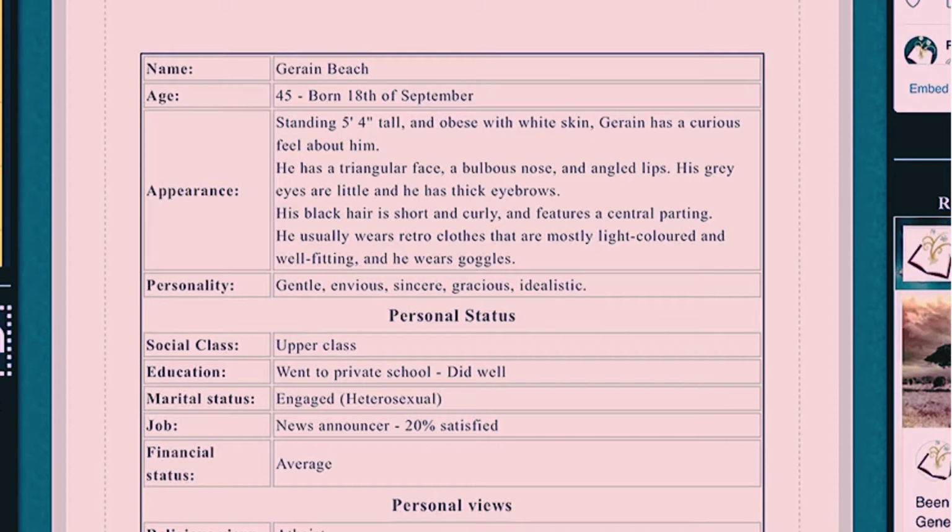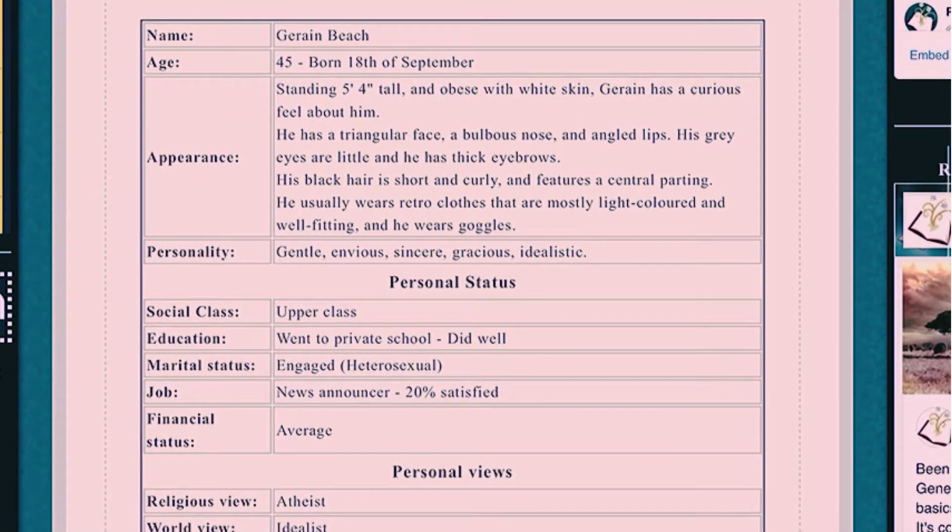He has a triangular face, so he has a big double chin, like one of those airplane pillows around his neck, sort of double chin thing. Bulbous nose, angled lips, and small grey eyes with thick eyebrows. His black hair is short and curly and features a central parting. He usually wears retro clothes that are mostly light coloured and well fitting, and he wears goggles.